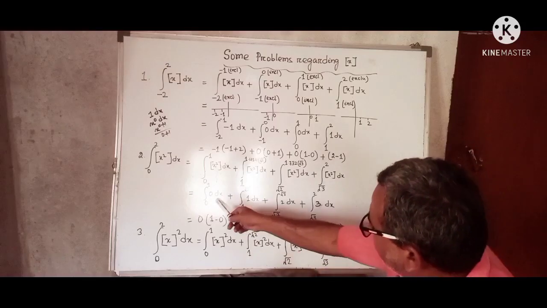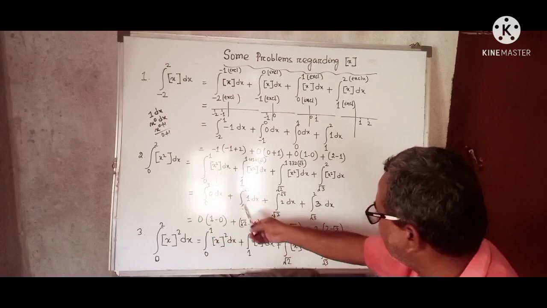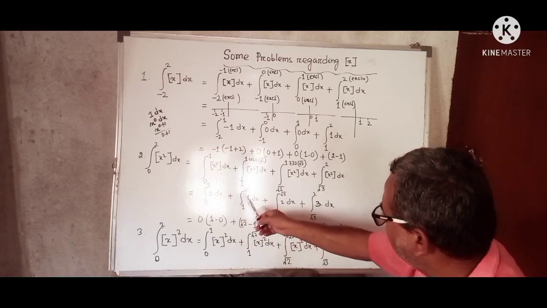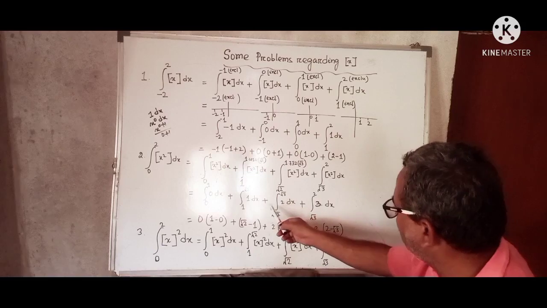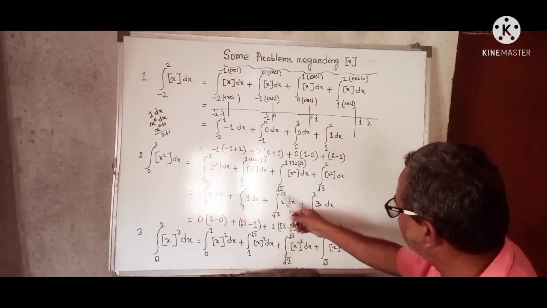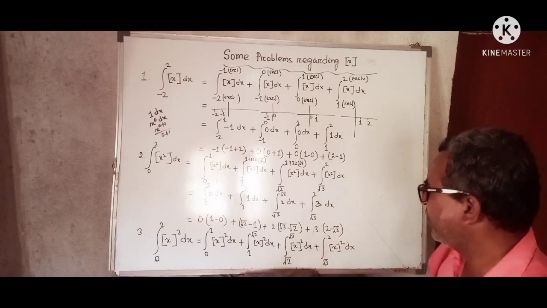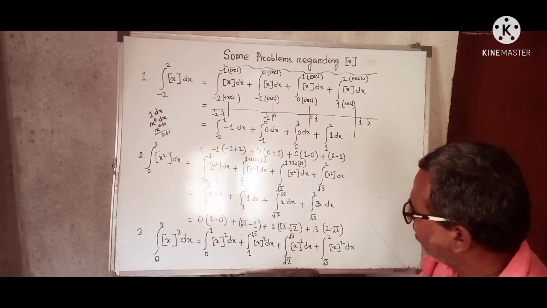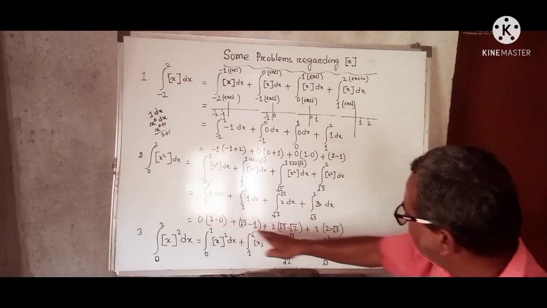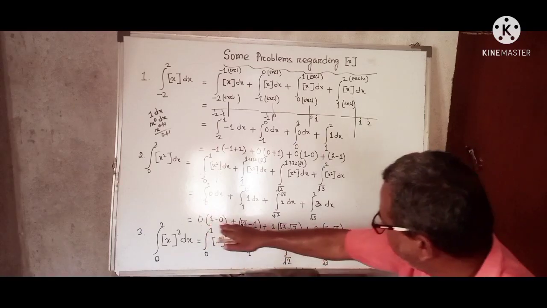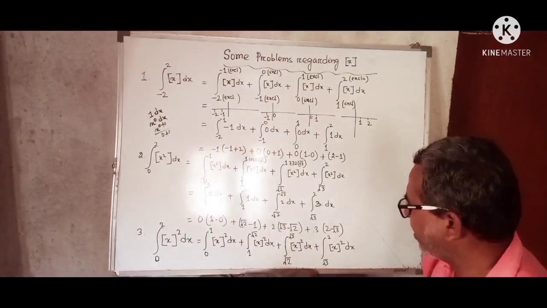Then putting the values: 0 into 1 minus 0, plus 1 into root 2 minus 1, plus 2 into root 3 minus root 2, taking 2 outside, plus 3 into 2 minus root 3. Then solve this, and you can find the value easily.